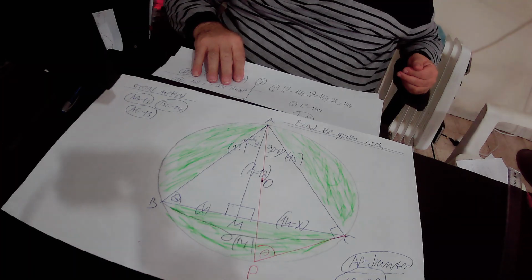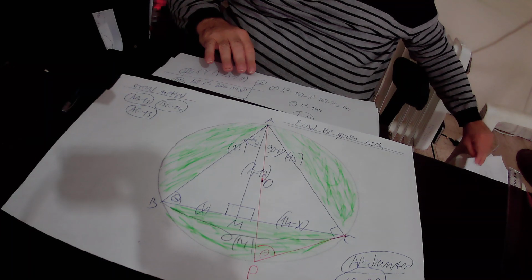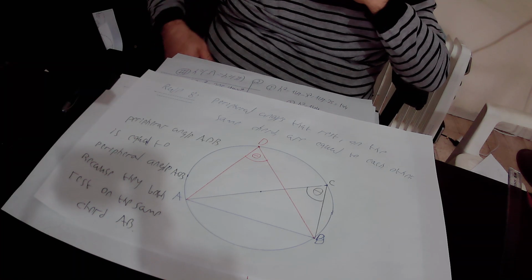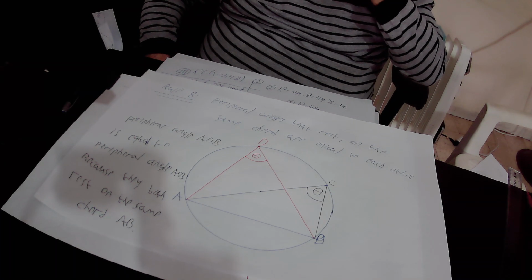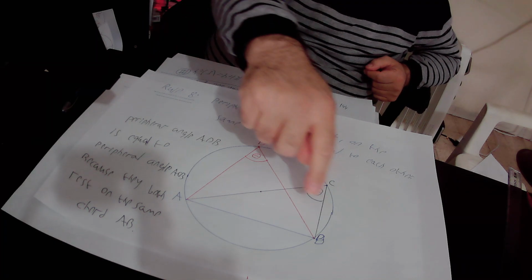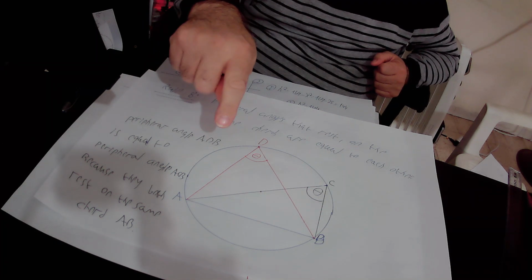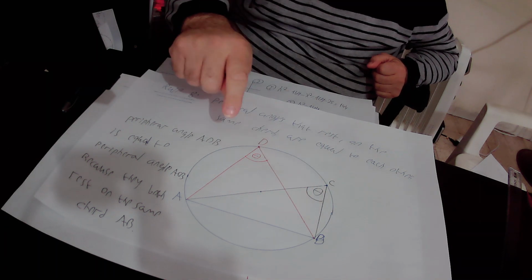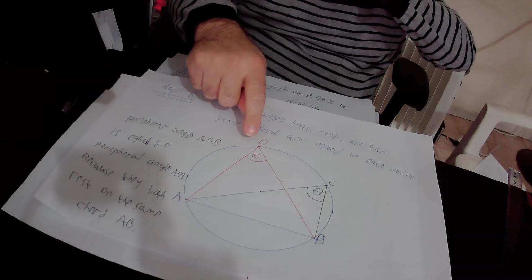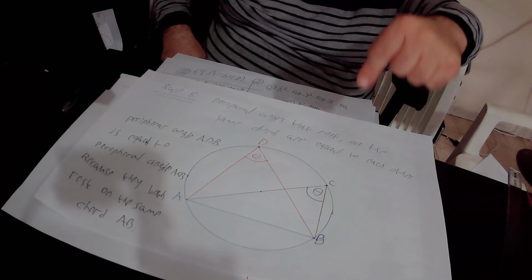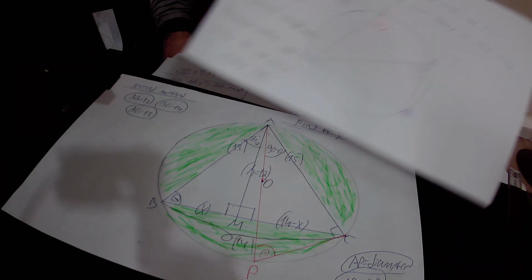Then we implemented also rule number 8 in our drawing. According to rule number 8, peripheral angles that rest on the same chord are equal to each other. Here we have peripheral angle ADB that rests on chord AB, and we also have peripheral angle ACB that rests on the same chord AB, therefore they are equal to each other. So if peripheral angle ADB equals theta, then peripheral angle ACB must also equal theta. We can implement rule number 8 in our drawing.